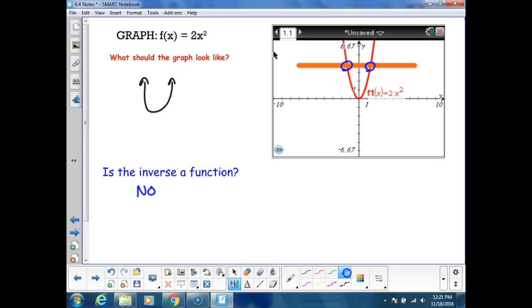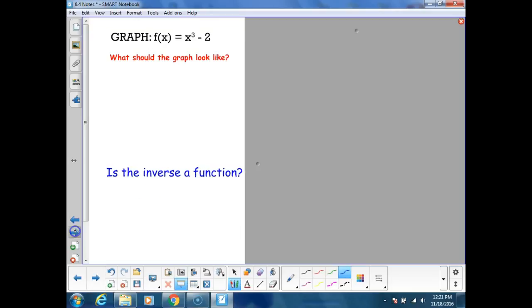Okay? With me? What should this graph look like? A W? No, it should be going in opposite directions, right? So it should look like this, right? Or it could also look like this, right? It's going to look like one of those. This one that we have actually looks like this one, okay?